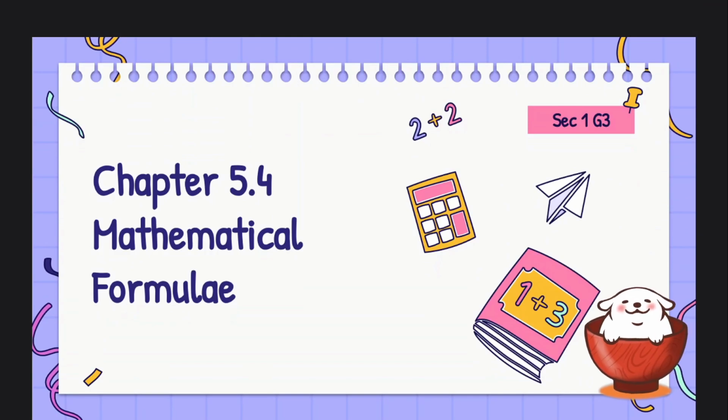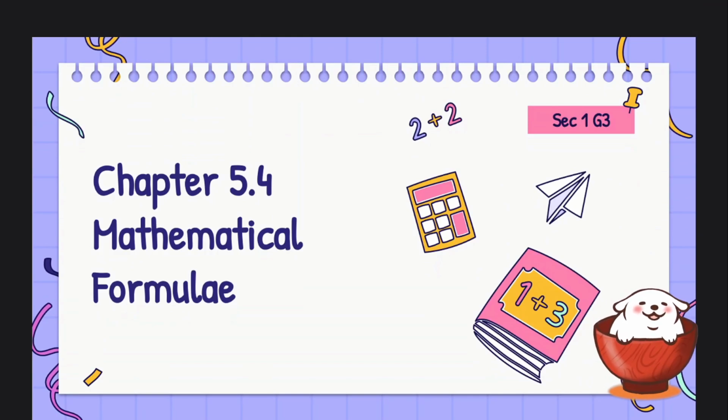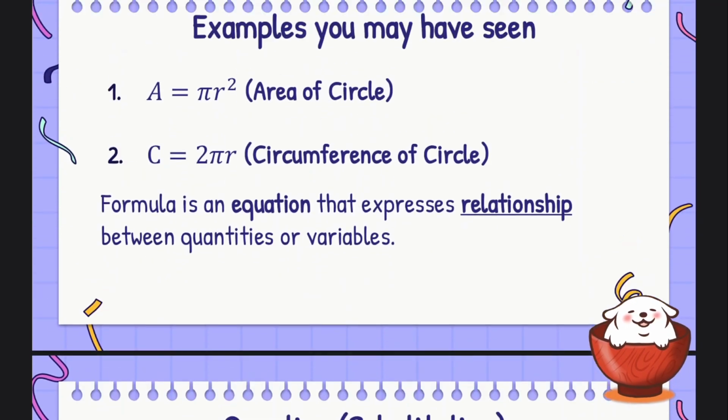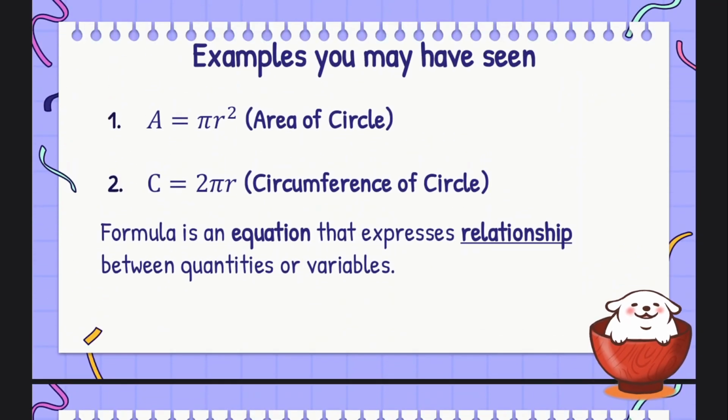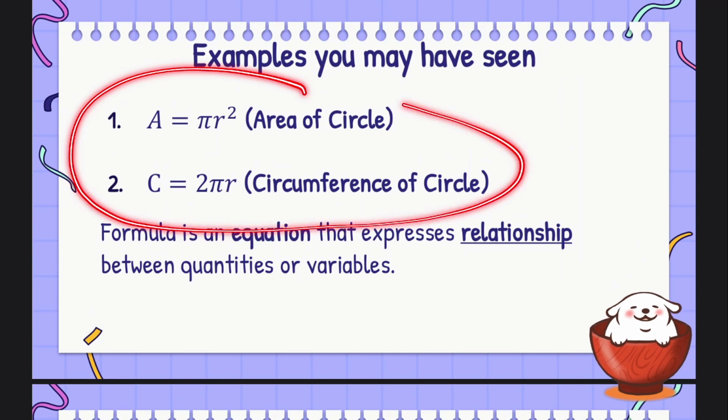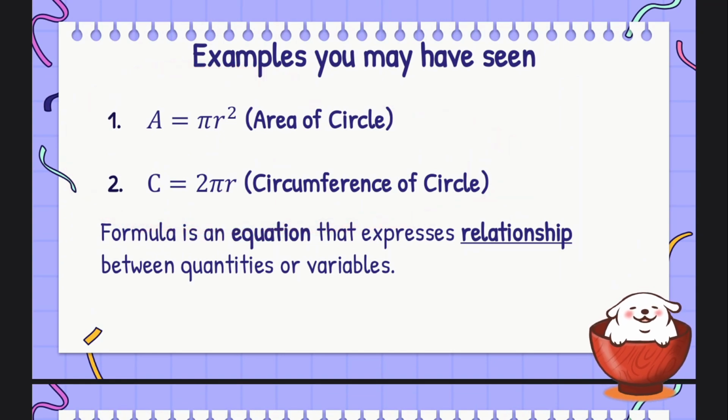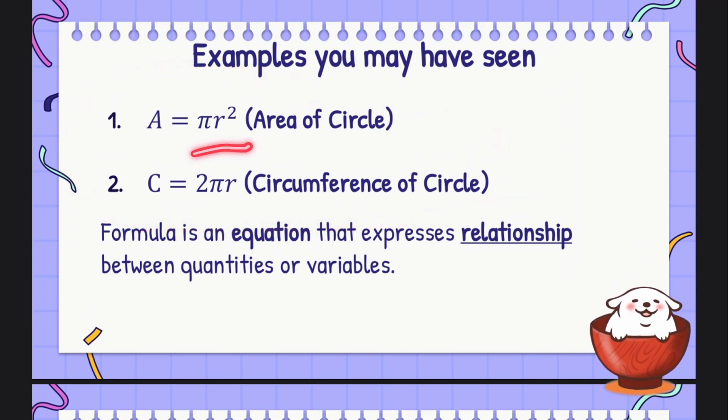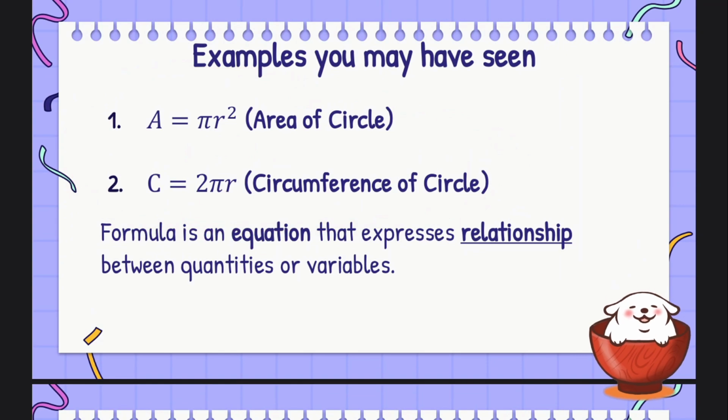Hello class, today I'll be covering a self-study chapter of chapter 5.4, mathematical formula. You may have seen this mathematical formula back in primary school. We have the area of a circle, area equals pi r squared, as well as the circumference, which is 2 pi r. So then you may ask yourself, what is a formula?